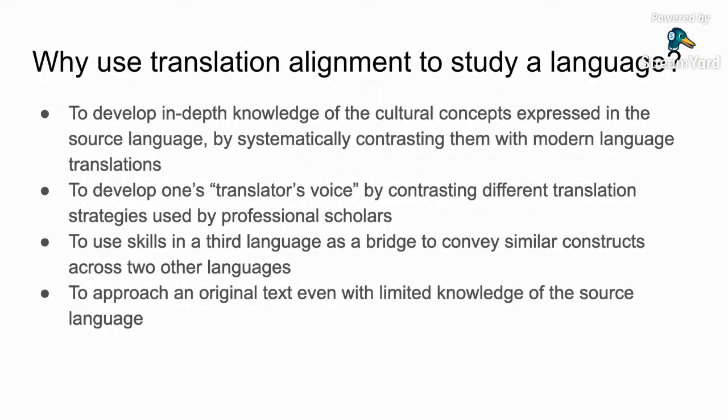To a certain extent, it also helps somebody to become a better translator by contrasting different translation strategies. What you can do with translation alignment is essentially to analytically compare different professional translations of the same ancient text. It doesn't even have to be an ancient text. It can be a literary text in general.